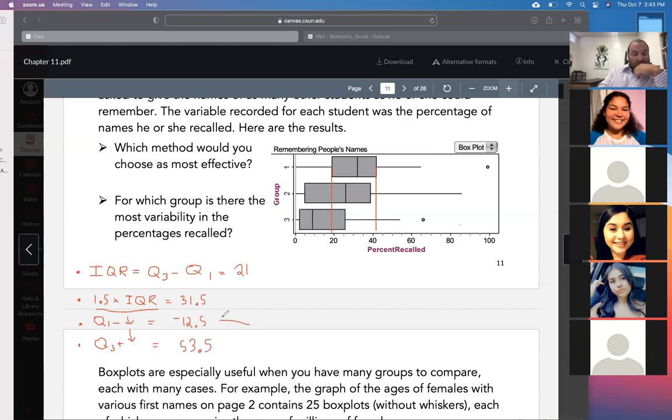These two numbers, anything past them is considered an outlier. Past these are the outliers. So is this data here past 53.5? Yep. So we got an outlier.